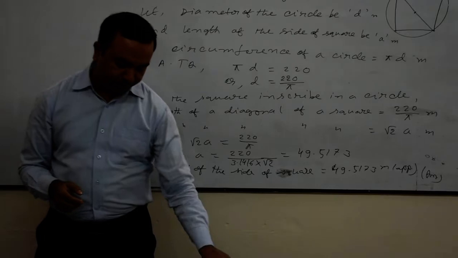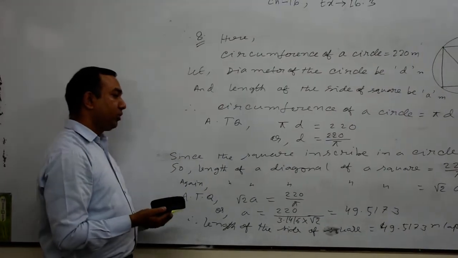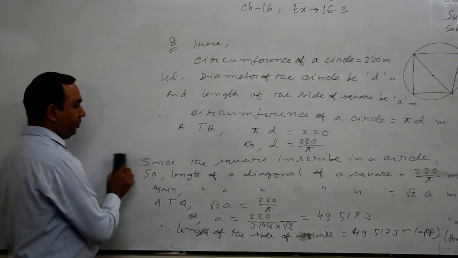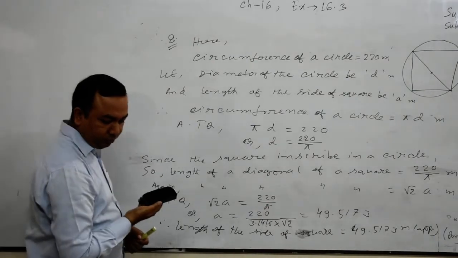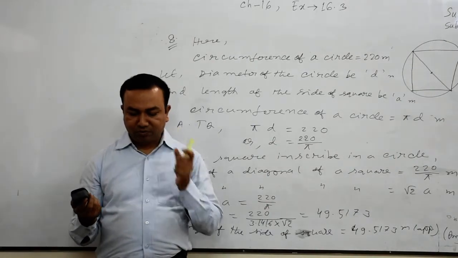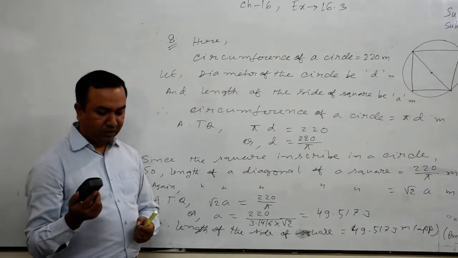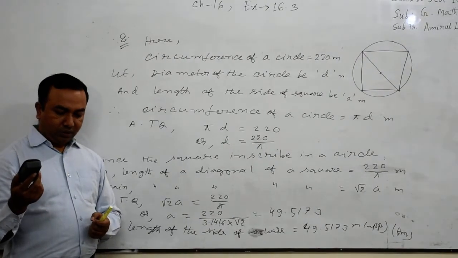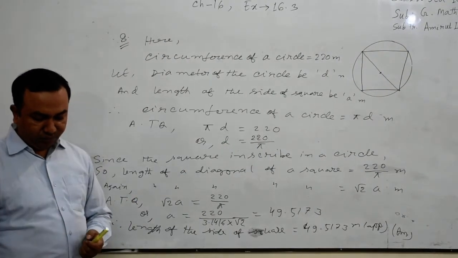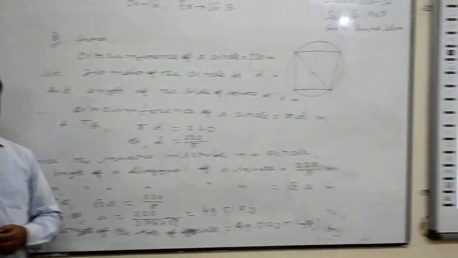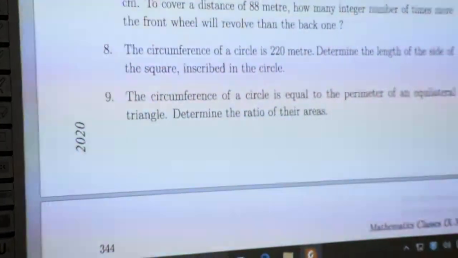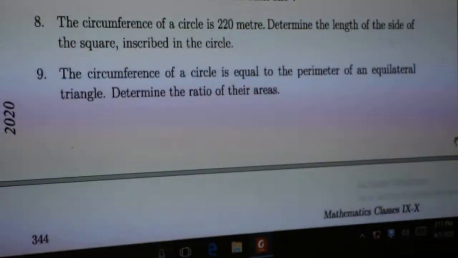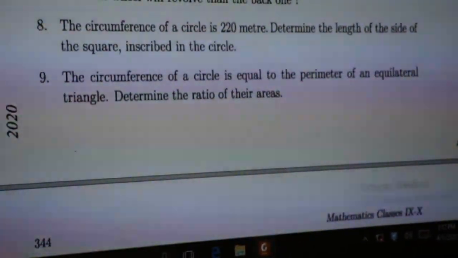So I hope students you are understanding very well. Now we have only two problems left, that is 9 and 10. So I am going to solve question number 9. What is given in question number 9? The circumference of a circle is equal to the perimeter of an equilateral triangle. Determine the ratio of their areas.